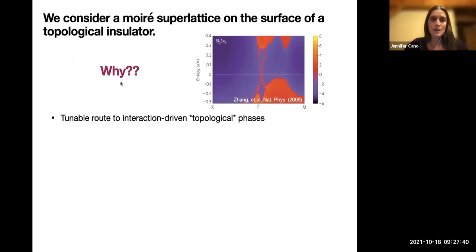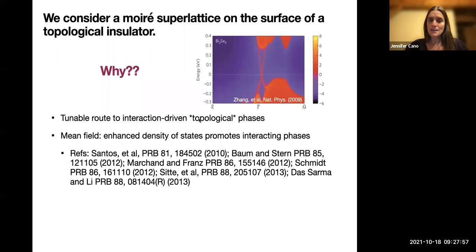And so we would hope that if we could do the same thing for the Dirac cone on a topological insulator, that we could realize interaction-driven topological phases, and they would also be tunable. And this time the tunability would come from the period of the superlattice. So that's the thing that we're shooting for. Do we think that this would actually work?